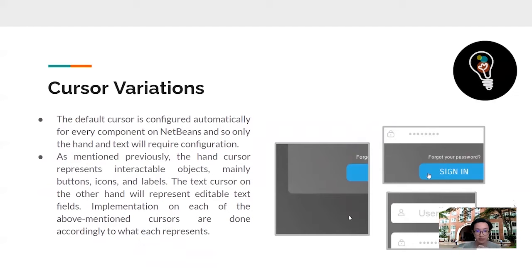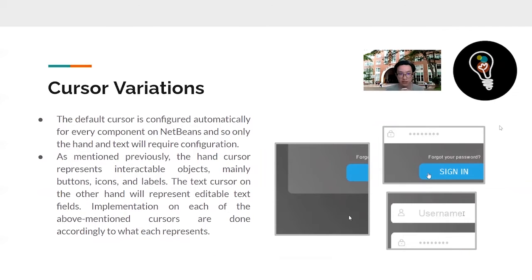And so the default cursor is configured automatically for every component on NetBeans, and so only the hand and text will require configuration. And as mentioned before, the hand cursor will represent interactable objects, mainly buttons, icons, and labels. And the text cursor, on the other hand, will represent editable text fields. Implementation on each of the above-mentioned cursors is done accordingly to what each represents.